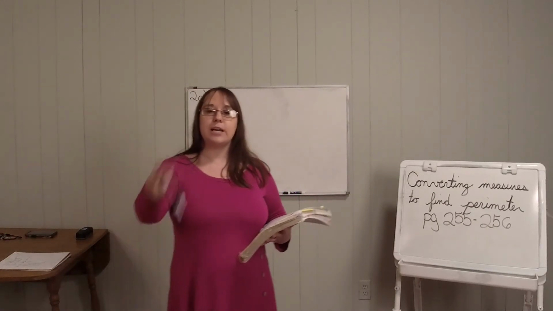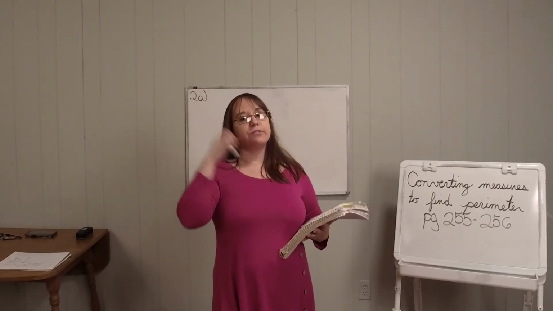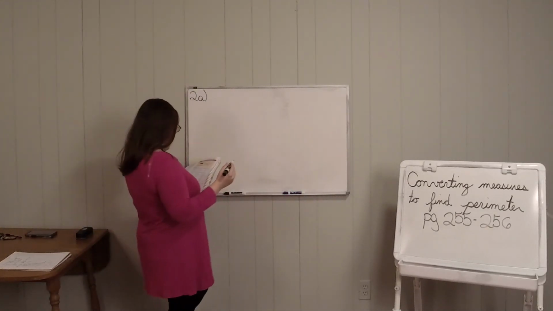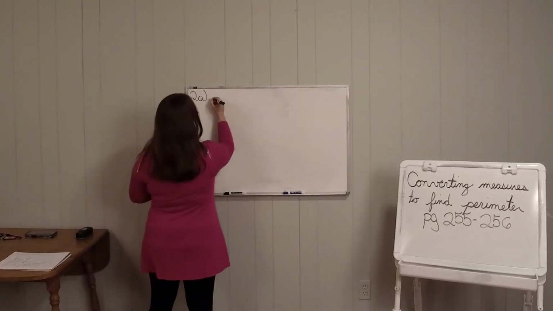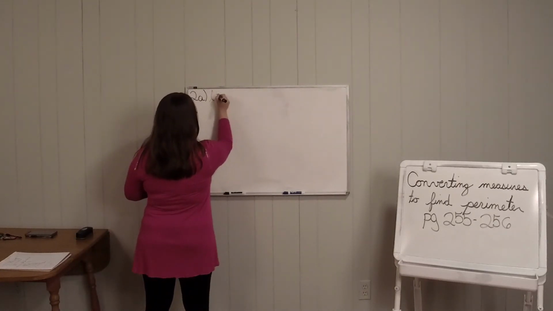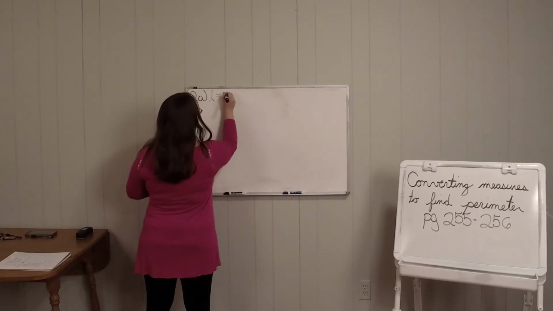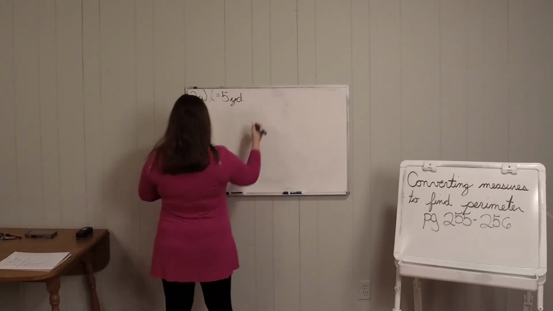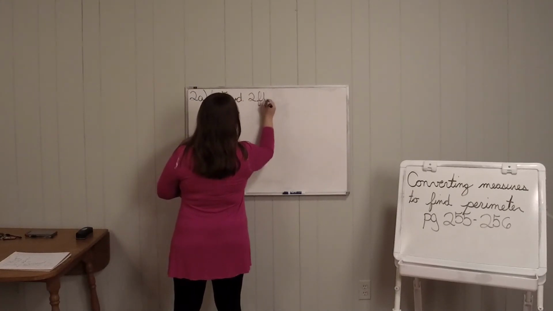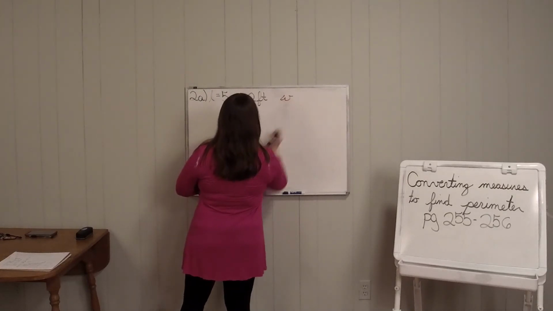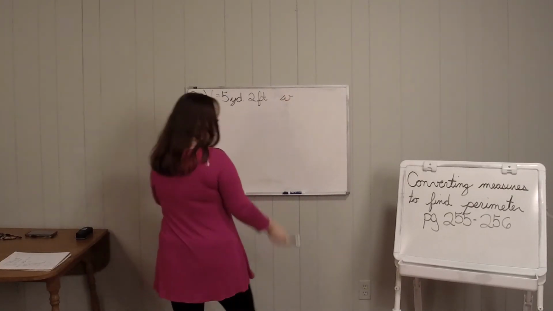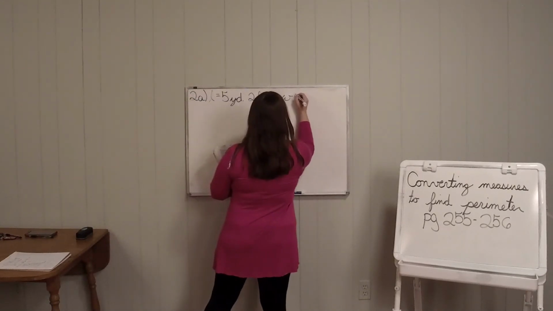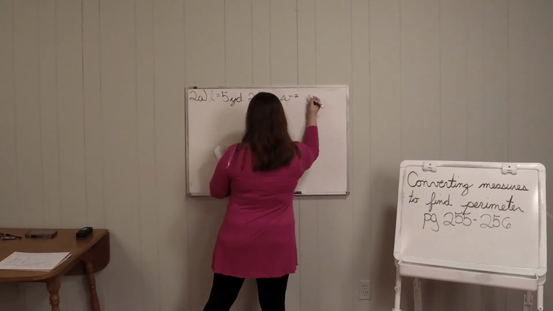So now we're going to the smaller form of unit instead of the larger. We're going to the smaller form of measurements. Okay, so 2A, the length is 5 yards and 2 feet, and the width is 4 yards.